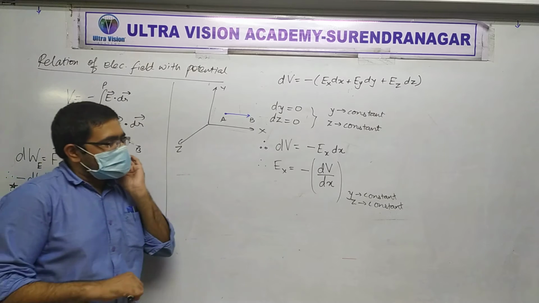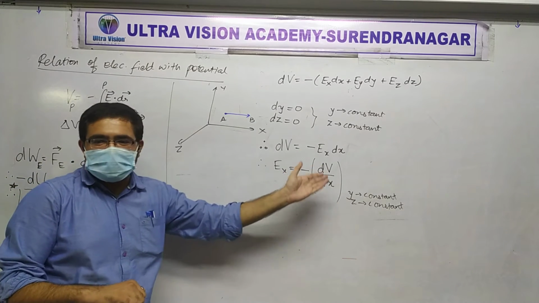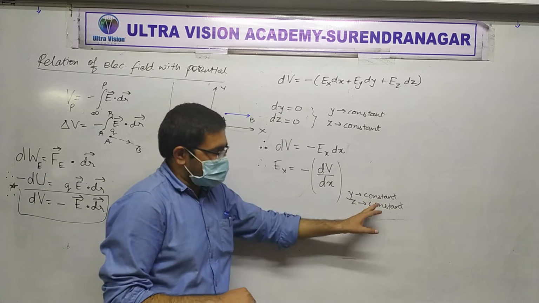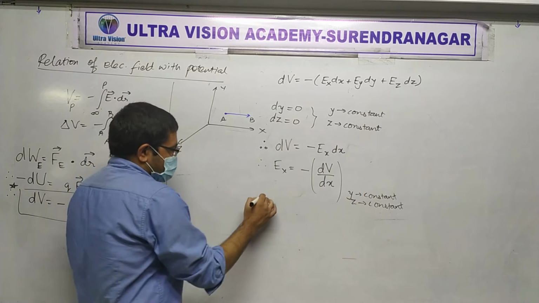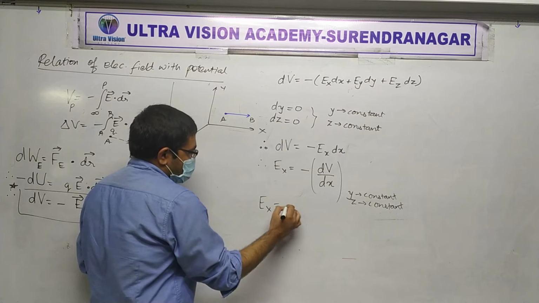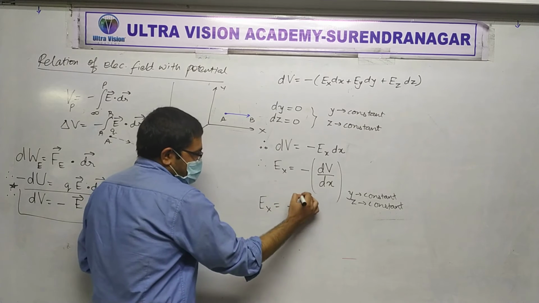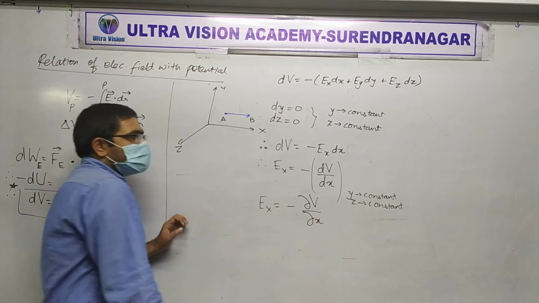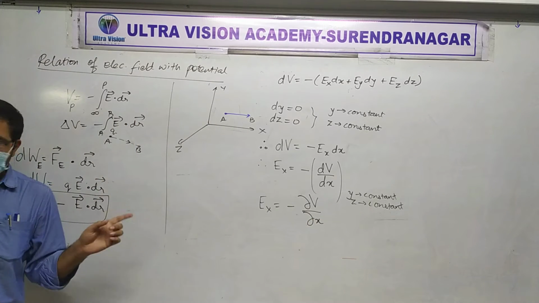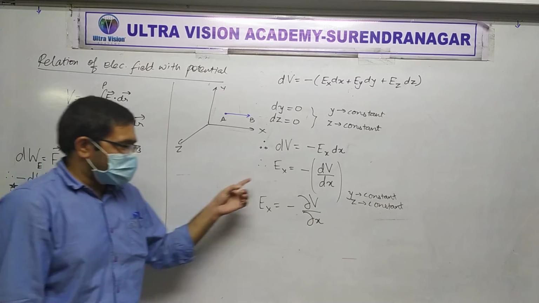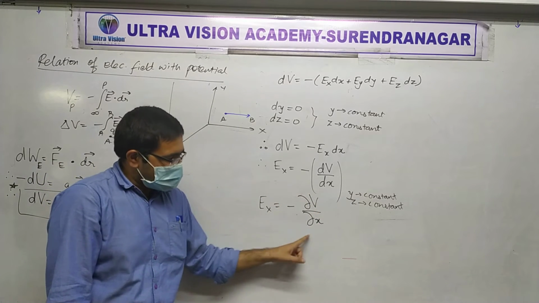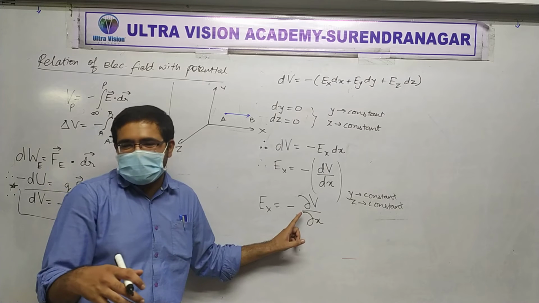Okay. So Ex is minus dV by dx, but with y constant and with z constant. So we don't write it like this, we write it as partial derivative or partial differentiation. Minus del V by del x.